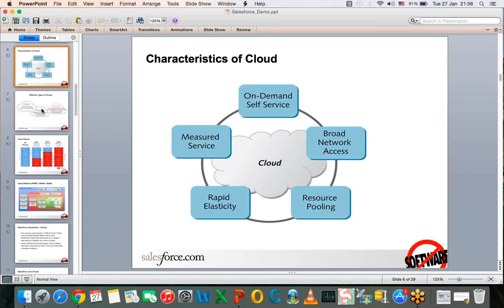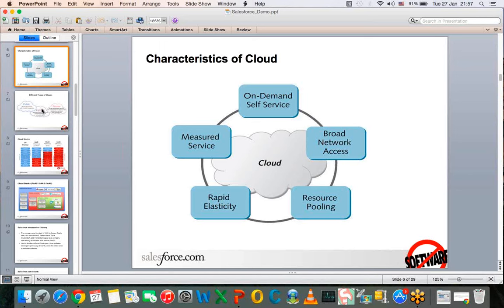Rapid elasticity, as the name says, means you can easily expand your business just by adding more resources. For example, today you have 10 users working in an organization on a cloud technology, say Salesforce, and tomorrow 10 more are added, and you need additional licenses.